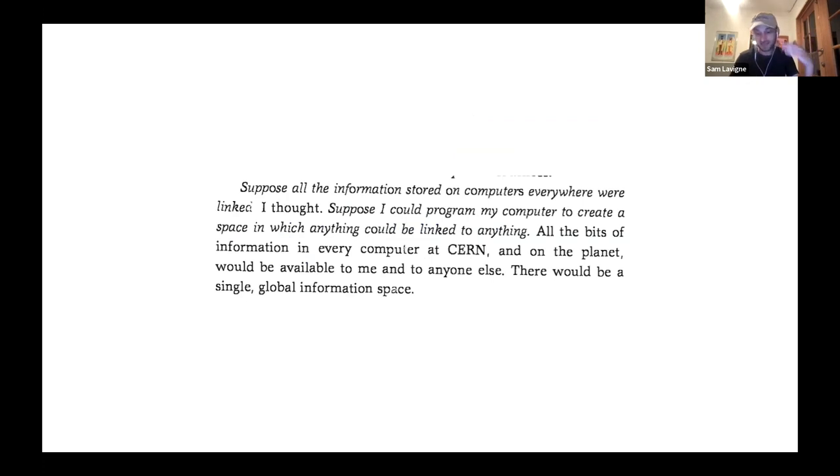And it's funny to quote Tim Berners-Lee when you're talking about the web, so I'm going to do it. He writes, suppose all the information stored on computers everywhere were linked. I thought, suppose I could program my computer to create a space in which anything could be linked to anything else. All the bits of information, every computer at CERN and on the planet would be available to me and anyone else. There would be a single global information space, right?